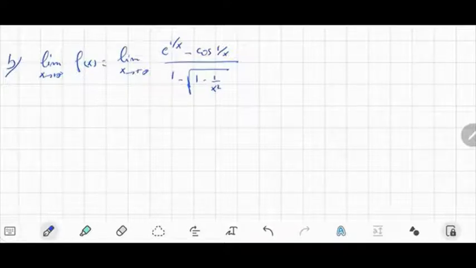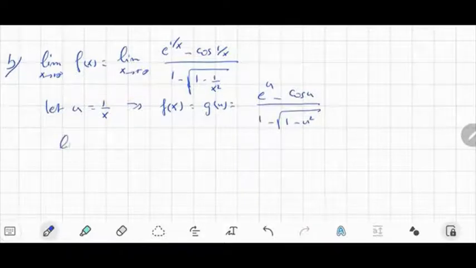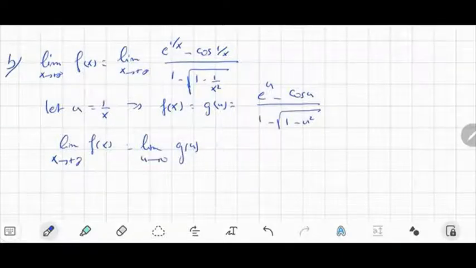Now of course we want to transform this to the neighborhood of 0, so let u be equal to 1 over x, then f of x will be equal to a function g of u that will be equal to e^u minus cosine u over 1 minus square root of 1 minus u squared. So this is the limit that we need to find, and the limit of f of x when x tends to plus infinity will be the limit of g of u when u tends to 0 of e^u minus cosine u over 1 minus radical 1 minus u squared.